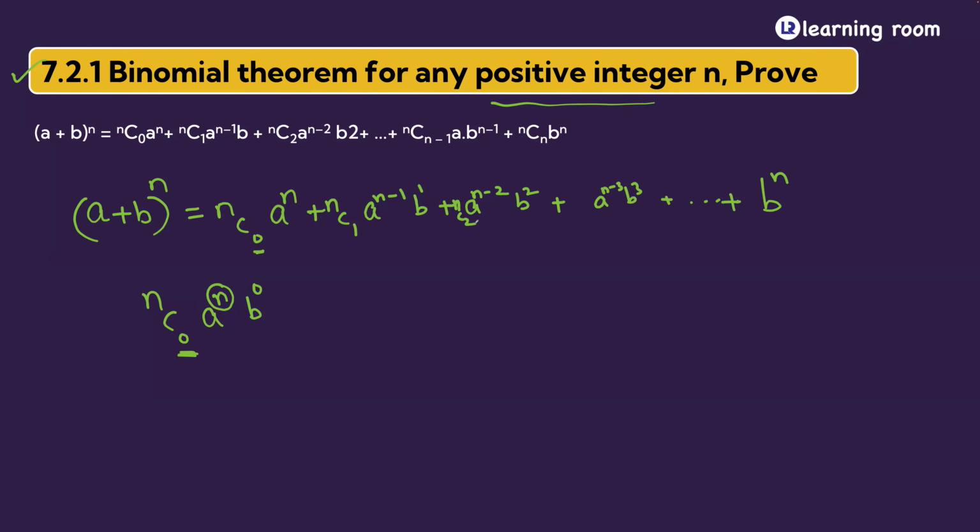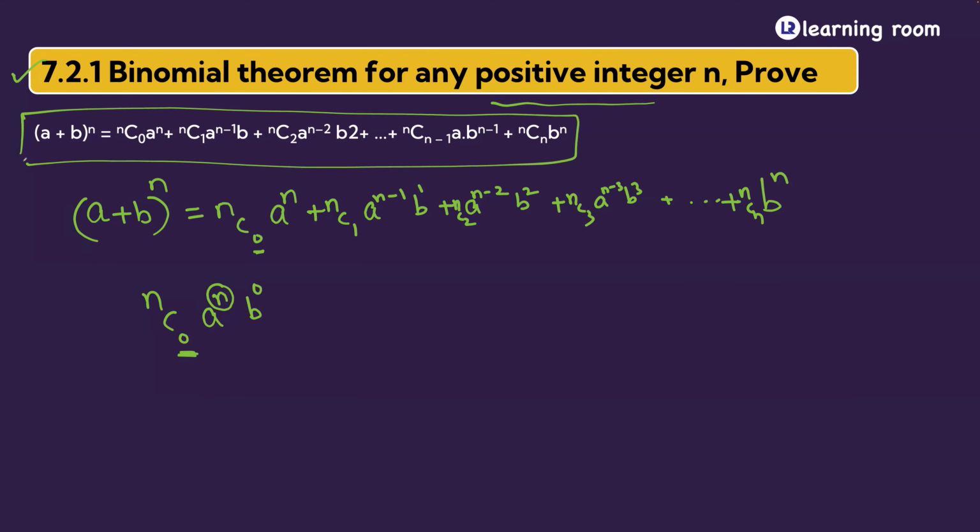NC2. What will be the next term? NC3. Then what will this term be? It will be NCn. This is what the expansion of (a + b) the whole power n is. Okay. So this is the pattern. I will not say this is the formula. This is the pattern that you're supposed to remember. Okay. Make a note of it.